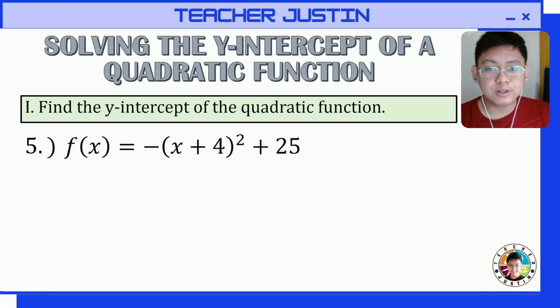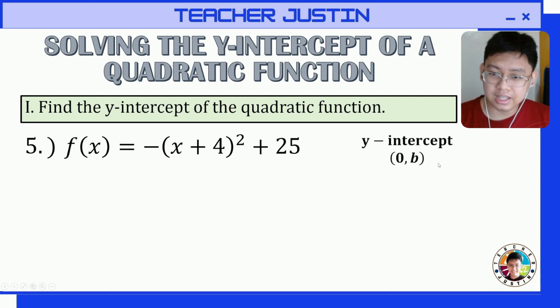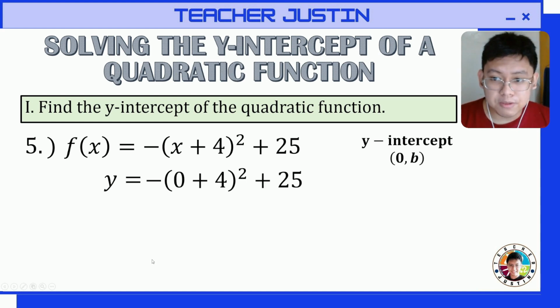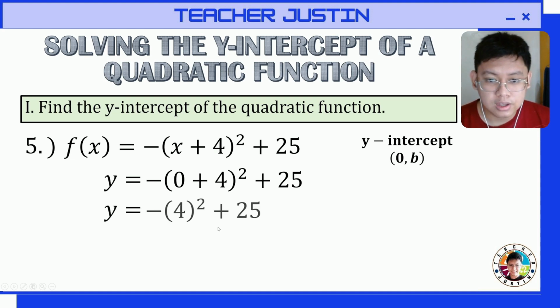Let's solve for the y-intercept of this quadratic function. We know that the location of our y-intercept is at (0, b). To get our y-intercept, the first step is to change our function notation f of x to y. Then, let's replace all variable x with 0. Now, let's simplify this using the order of operations. Let's start by adding 0 and 4. That will give us 4.